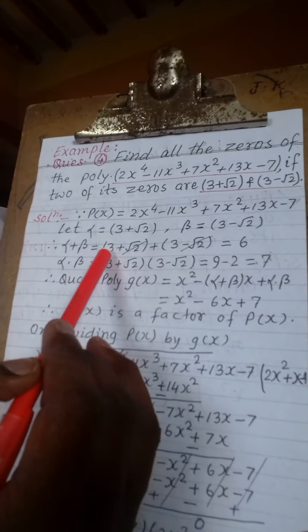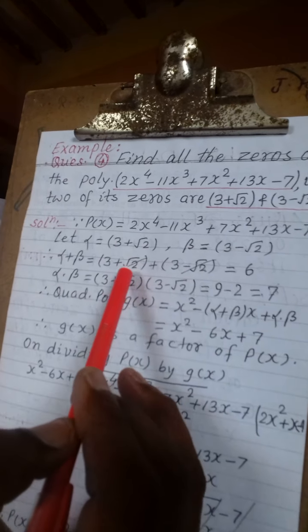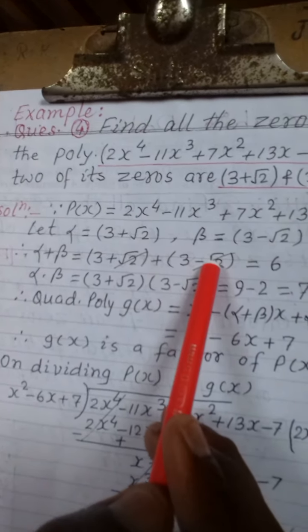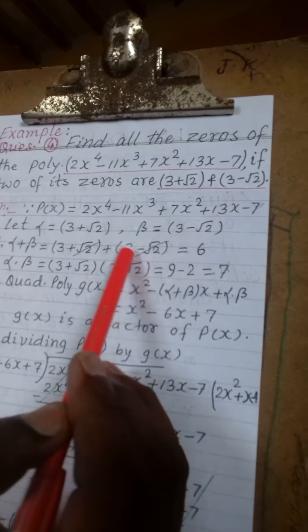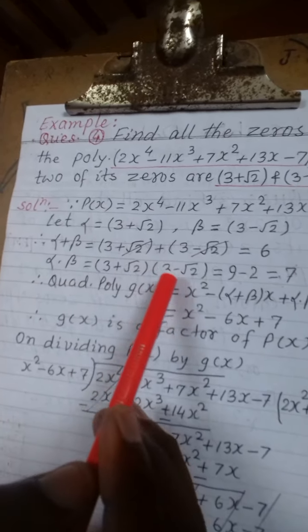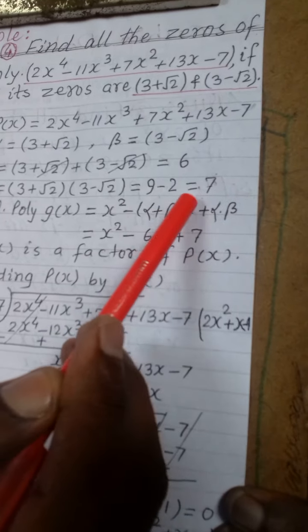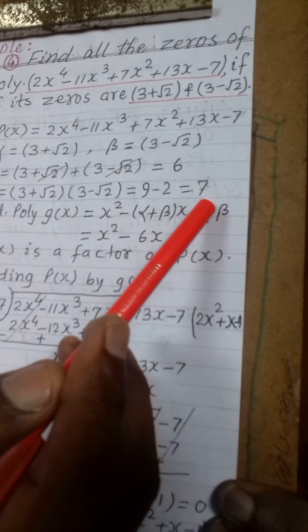In another line we will find the sum and product of both zeros. This will be alpha plus beta is equal to 3 plus root 2 plus 3 minus root 2. The plus root 2 and minus root 2 will cancel, and 3 plus 3 will be 6. Clear, student? Now the product: 3 plus root 2 into 3 minus root 2, this is (a plus b) into (a minus b), and this will be 9 minus 2, which is equal to 7.